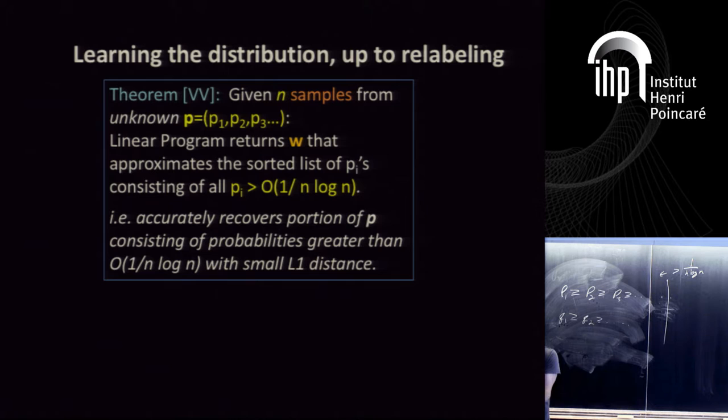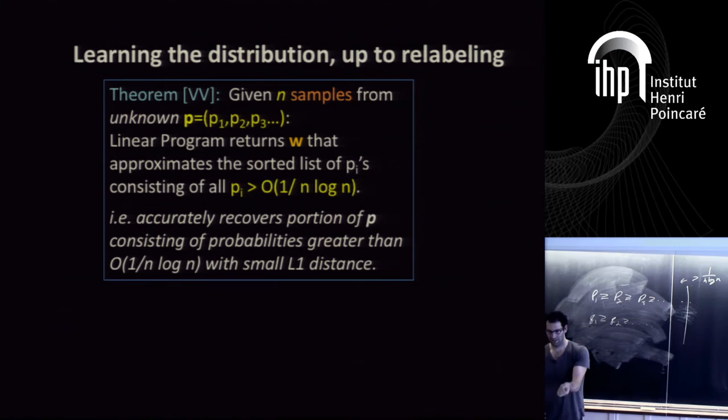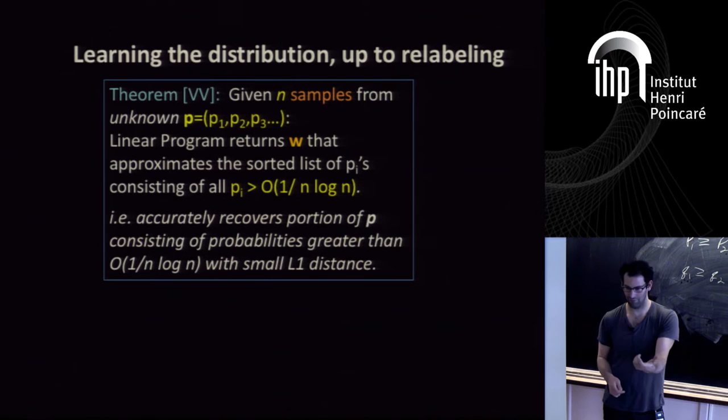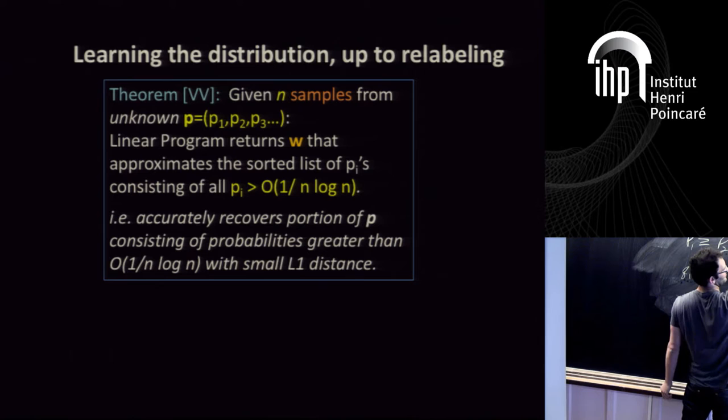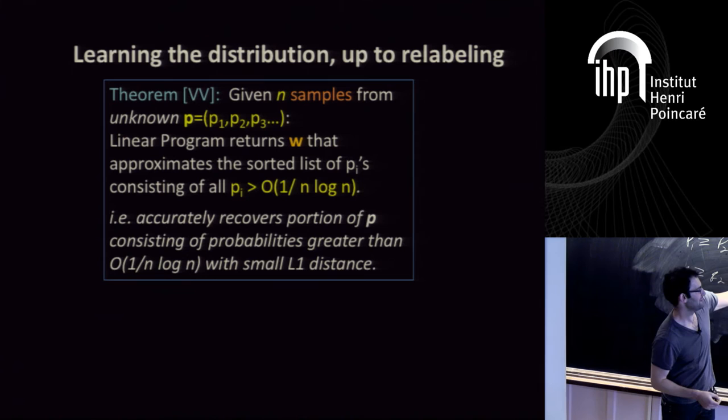Say for some element the true probability is 10 over n. I take n samples. The empirical estimate will be accurate up to about square root of 10 over n. And after you add this up over n domain elements, you get constant error. So the empirical estimate works if you look at the L1 distance for the portion of these elements down to probability something like 1 over n. And we're claiming that actually we can do better. We can get accurate estimates down to 1 over n log n.